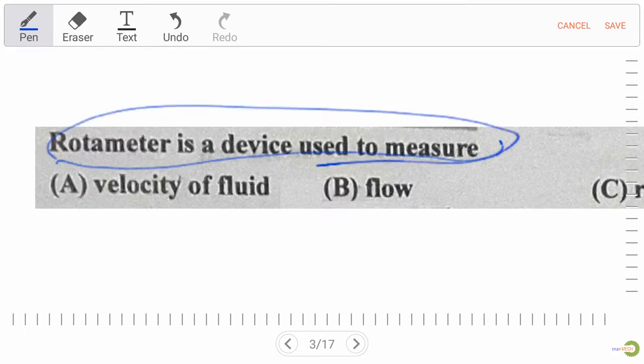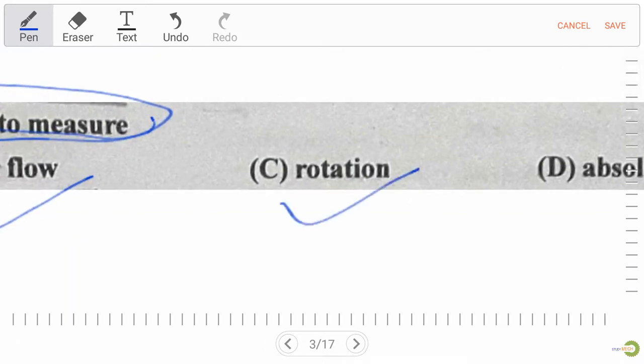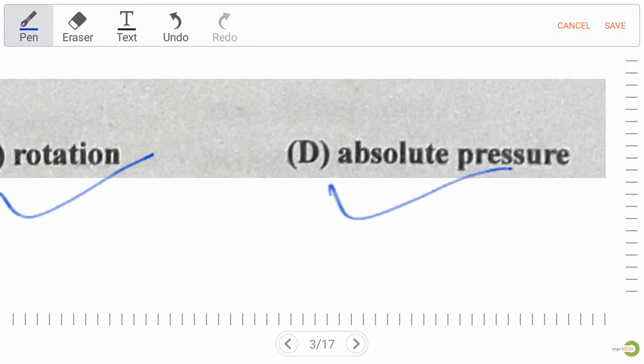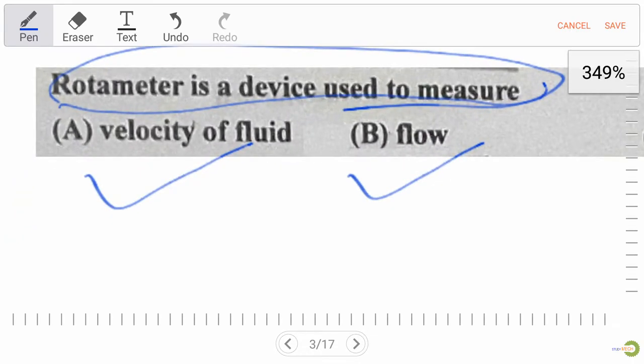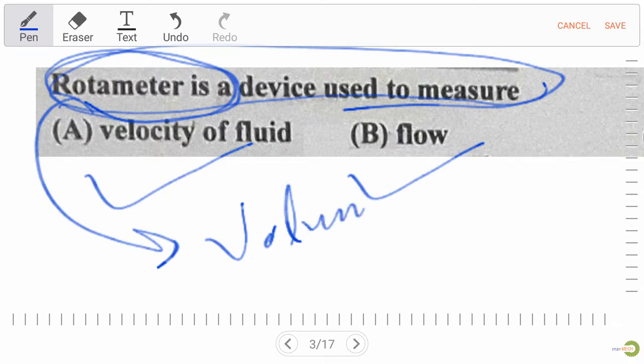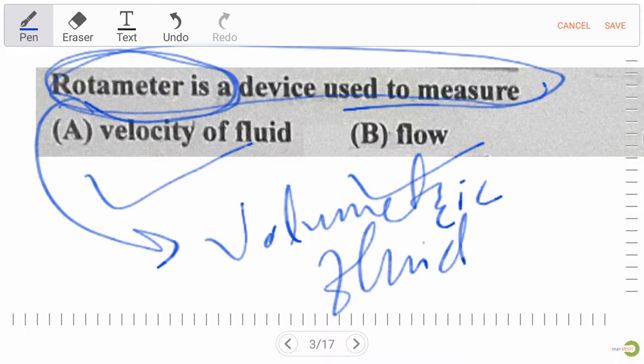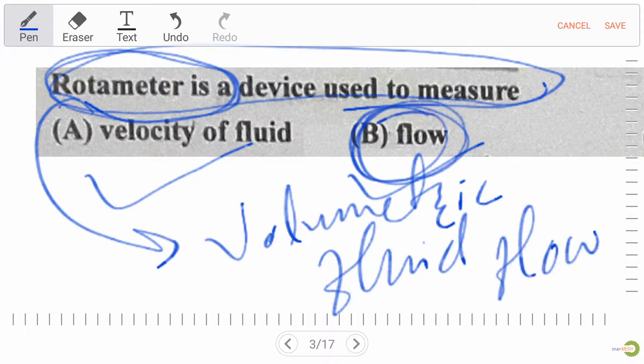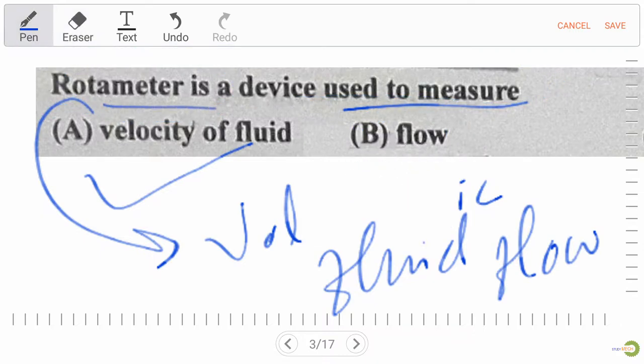Rotameter is a device which is used to measure: option A, velocity of fluid; option B, flow; option C, rotation; and option D, absolute pressure. First of all, we should know rotameter is a device which is used to measure volumetric fluid flow. So our right answer in this question is flow. Always remember, rotameter is a device used to measure flow.